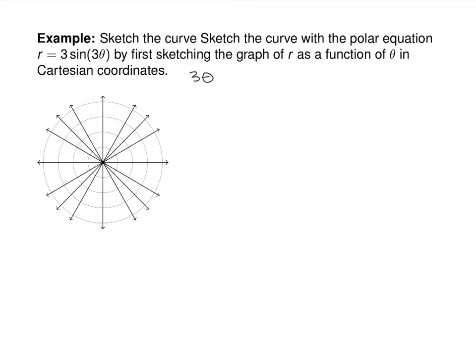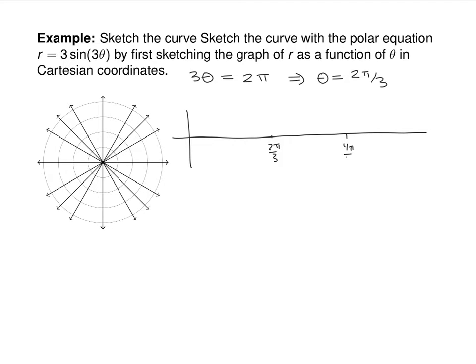So set 3 theta equal to 2 pi. That tells you that theta is going to be 2 pi thirds. By the time you've gone through 2 pi thirds, you've gone through one cycle. So one cycle by 2 pi thirds, one cycle by 4 pi thirds, and by 2 pi we'll have gone through 3 complete cycles. This number in there with the theta tells you how many cycles you've gone through.